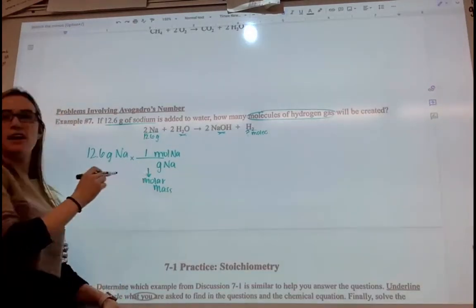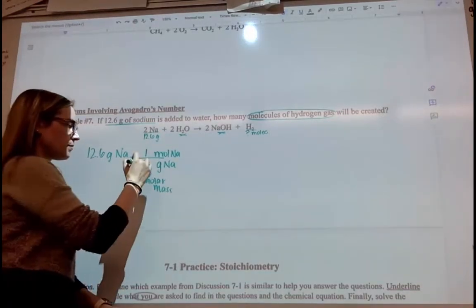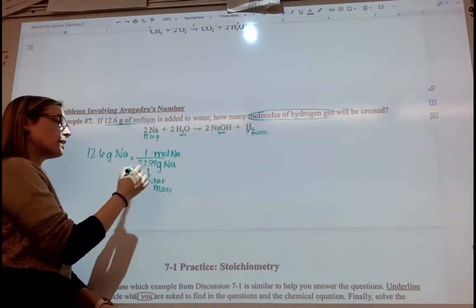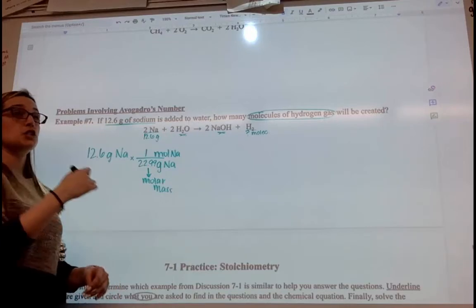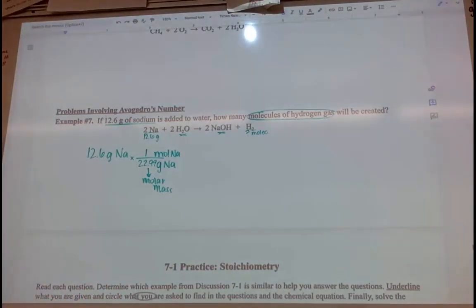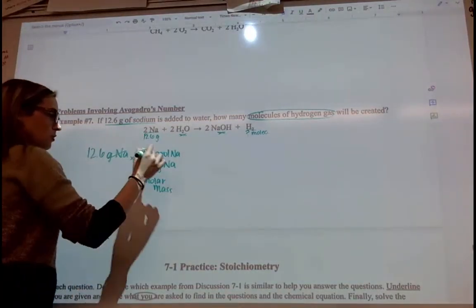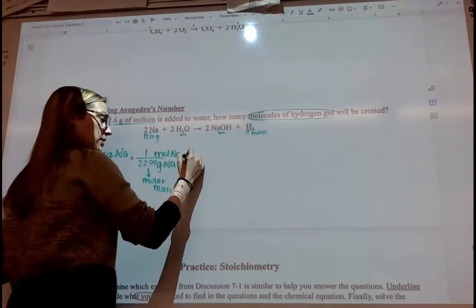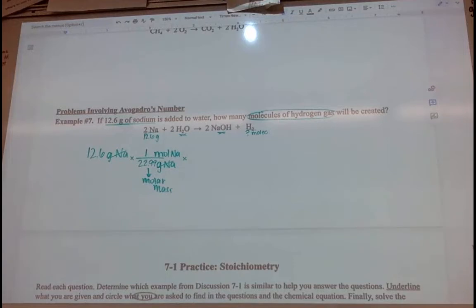Molar mass of Na is 22.99. This comes directly off the periodic table. This is just a single element, so you can look right at the periodic table. So grams of Na cancels. Now, my given information is in moles.